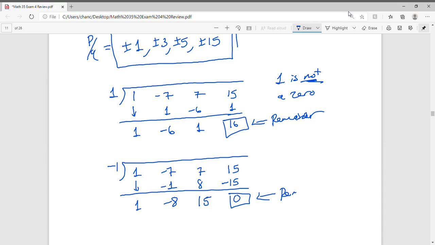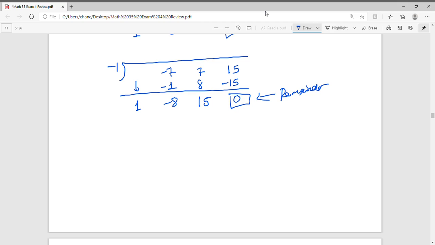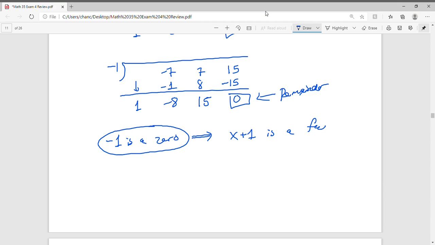That's great. The remainder is 0. Therefore, negative 1 is a 0. Since negative 1 is a 0 of our original polynomial, this implies that x plus 1 is a factor.